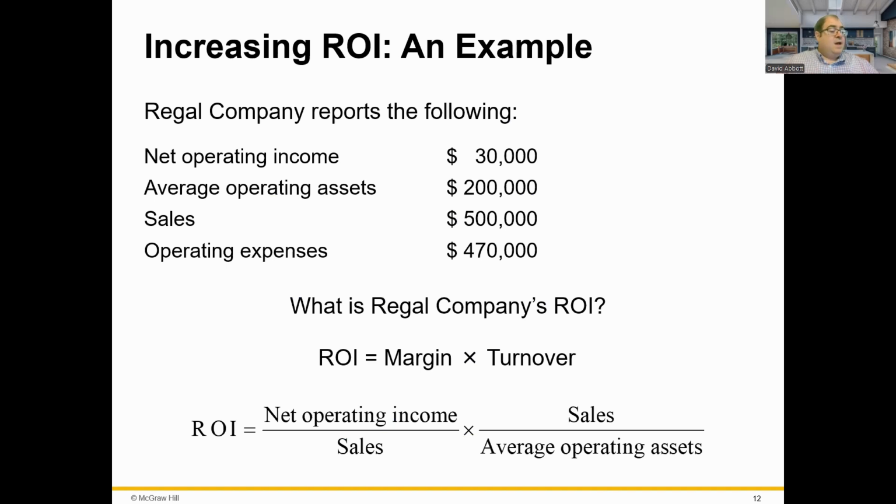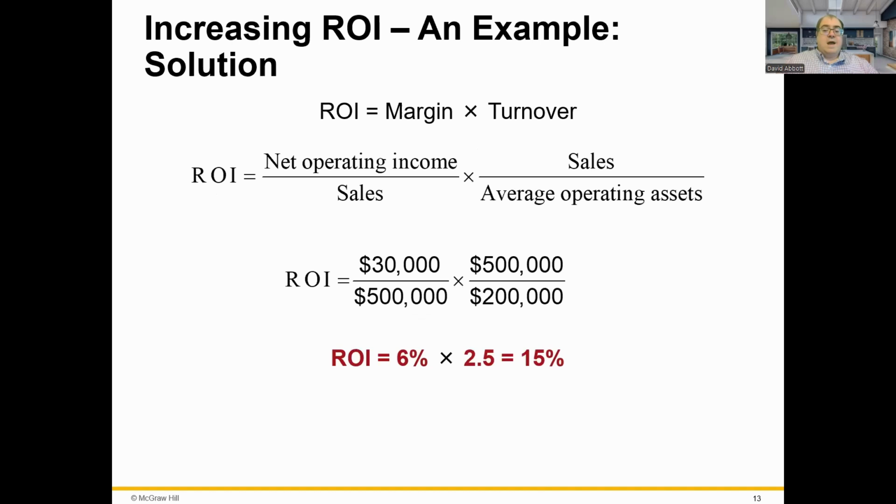Kind of keeping with that. So to illustrate how to increase ROI, we're going to assume that the Regal company had net operating income of 30,000, average operating assets of 200,000, sales of 500,000, and operating expenses of 470,000. And so we're going to take a look then at what their ROI is. Given this information, their current ROI is 15%.